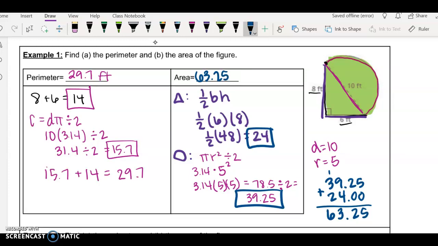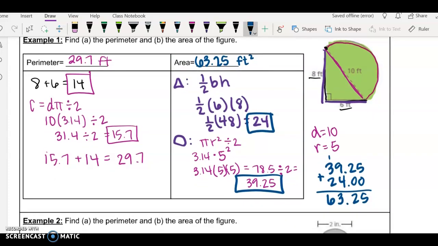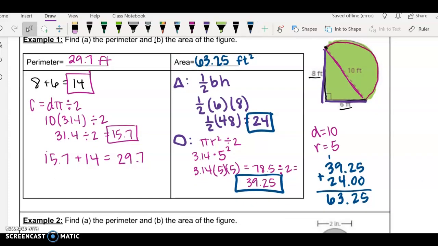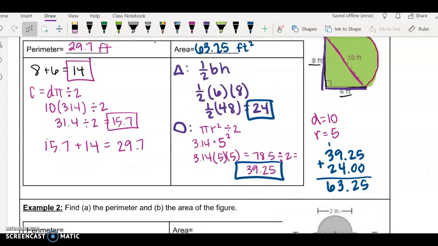But we also need to have a label on there. My label is feet, but whenever we do area, we put a little exponent of 2. This tells us that we found area, while without it, it just says that we found the perimeter. So my perimeter is 29.7 feet, and my area is 63 and 25/100 feet squared.